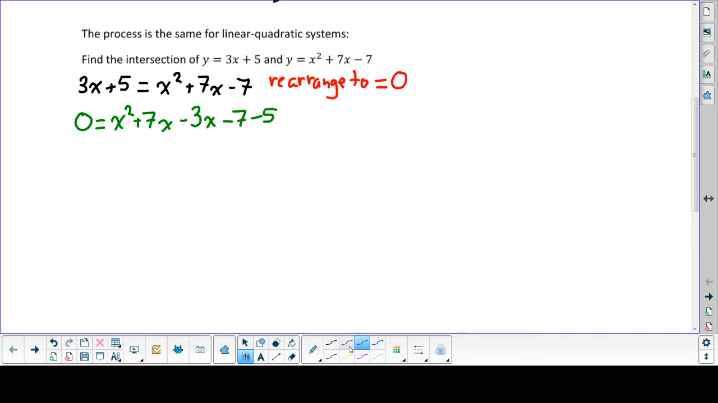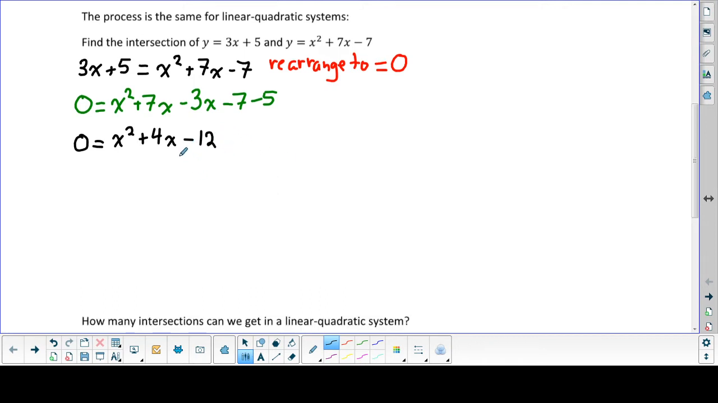Okay. So now we want to simplify this a little bit. This looks a little too bloated. Let's collect some like terms. So we've got x squared, 7x minus 3x. Collect like terms, that's 4x. And negative 7 minus 5, well, that's negative 12. Okay, and now all we need to do is solve this quadratic for x.